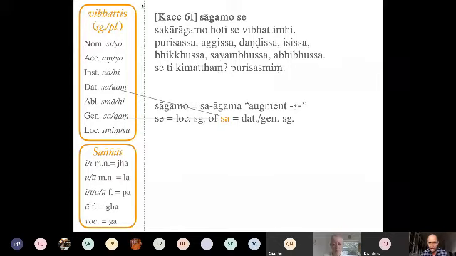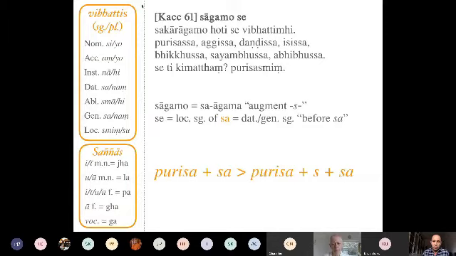So immediately this is the first case ending that you will apply if you want to produce a dative or genitive singular. But the rule doesn't say sa, it says se. So se is just the locative of sa, and that means before sa. That means before the dative or genitive singular ending. So there is the augment s or sa before the dative genitive singular.